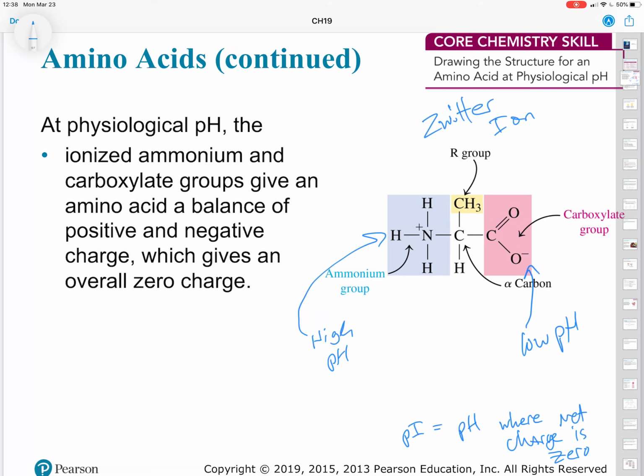Anyways, here we're just looking at these two charges. We're not focusing on the R group. In fact, this R group has no charges, and so that's why it doesn't matter. We're going to see that there's at least 5 amino acids that have R groups that do have additional charges on them.